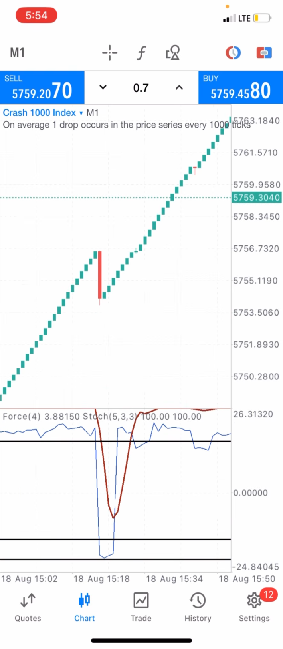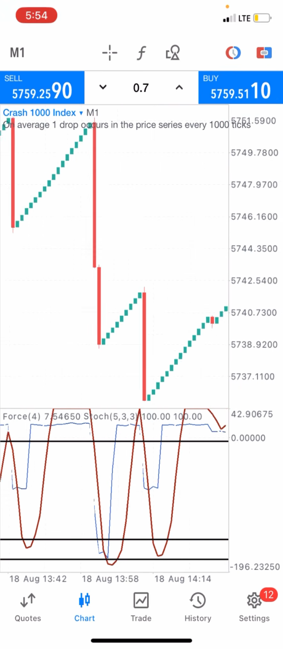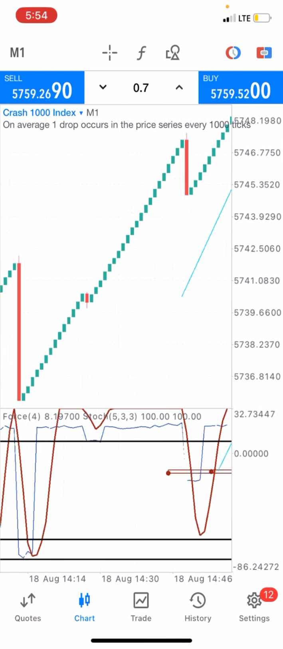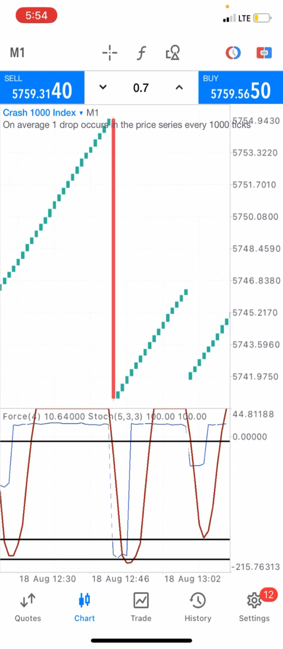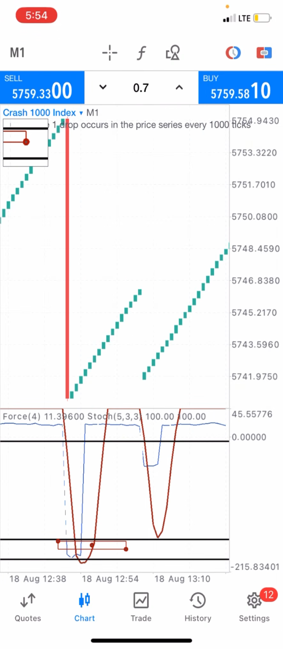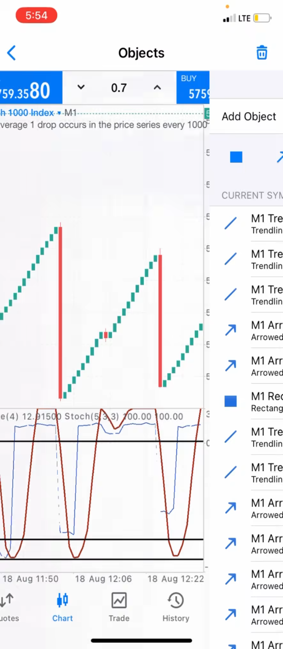So I want you guys to practice this. You can see it happens almost all the time. So I need you guys to practice this. Make sure it works perfectly for you before you attempt it on a live account, guys. Look at that. It happens almost all the time, right? Make sure it works perfectly for you before you apply it to a live account and make that money.